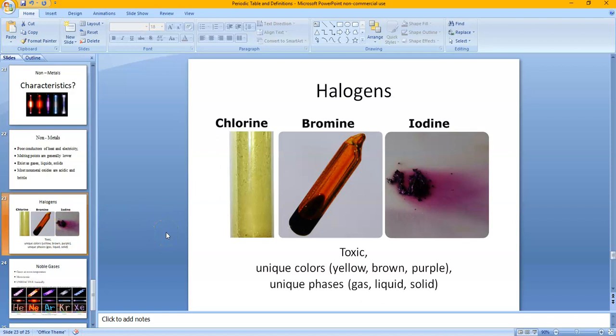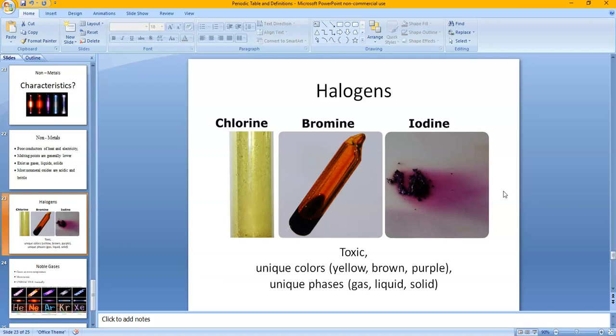The important nonmetals on the periodic table are halogens and noble gases. So halogens are important because in that group you have three different phases. Chlorine gas is a gas, bromine is a liquid, and iodine is a solid that actually sublimes and turns directly into gas. So that's kind of exciting, I think, anyway.